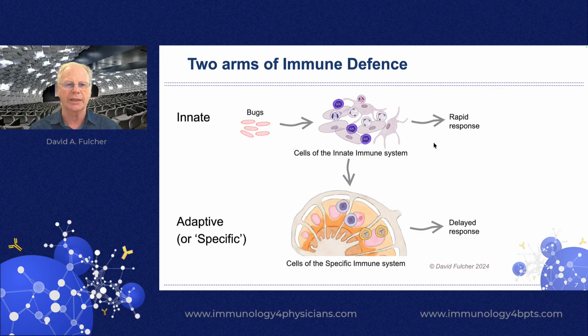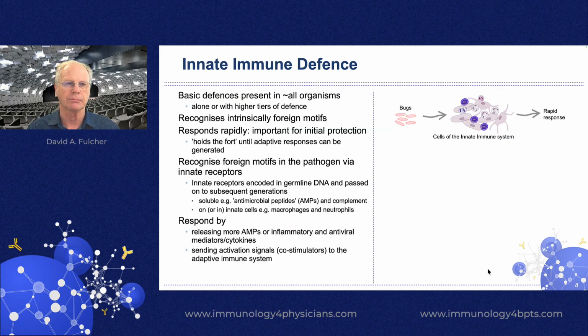In complex organisms like ourselves, these bugs are recognized by the innate immune system, which brings about a rapid response which gains general control, but is not adequate in itself to protect the organism completely, but does send signals to the cells of the specific or adaptive immune system, which then generates a delayed response which is ultimately successful. So we're going to talk about those two arms separately, starting with the innate immune system.